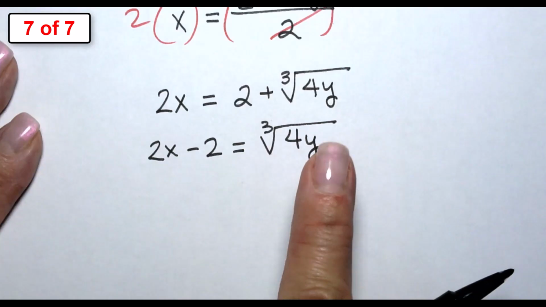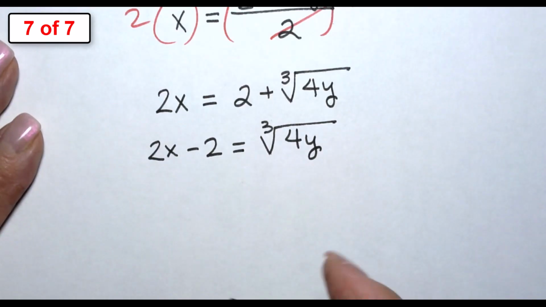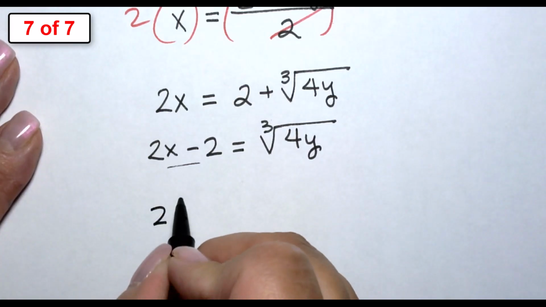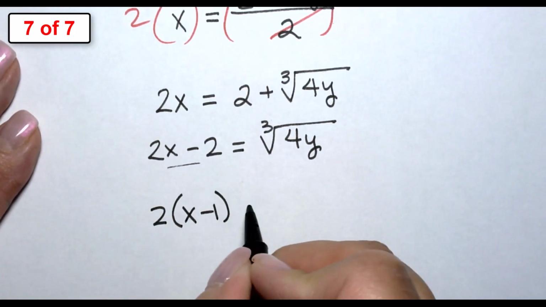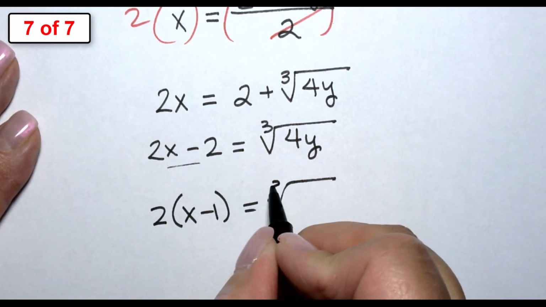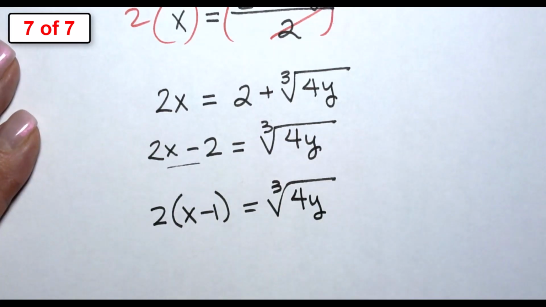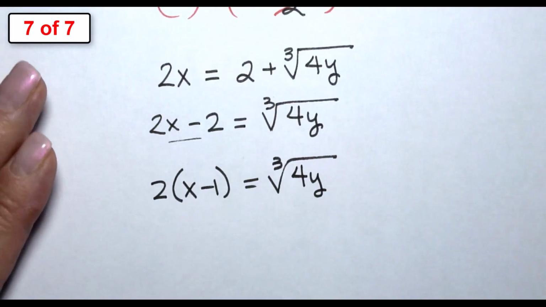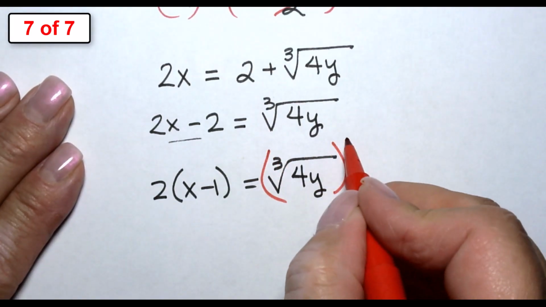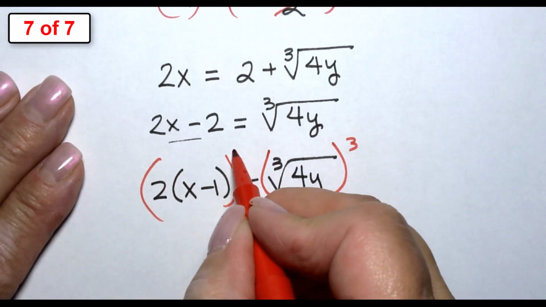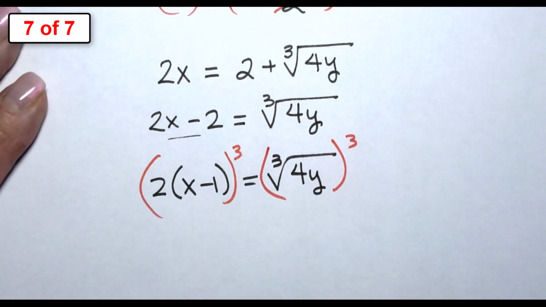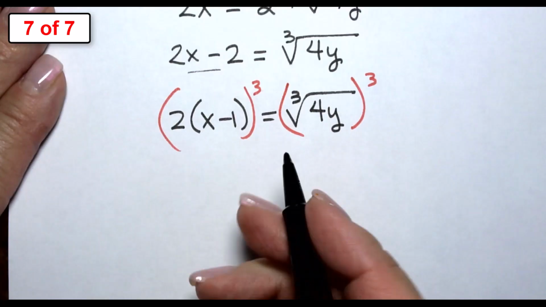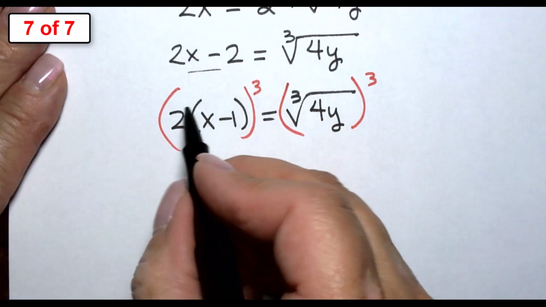Want to cube both sides, but do something first. Factor. Exponent property.